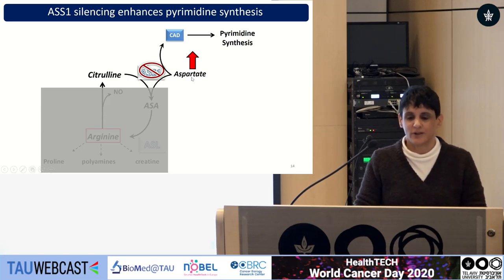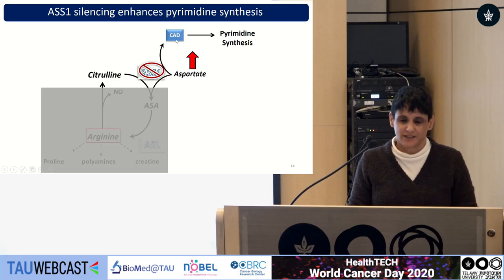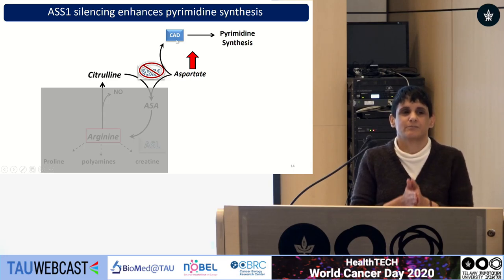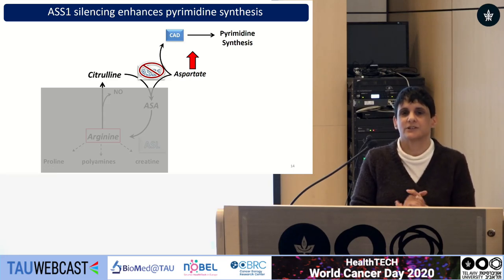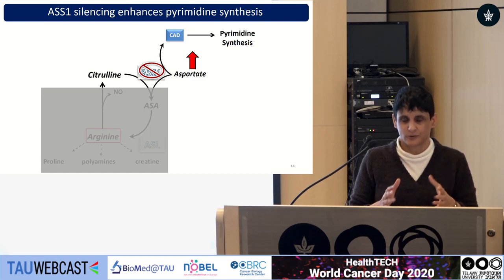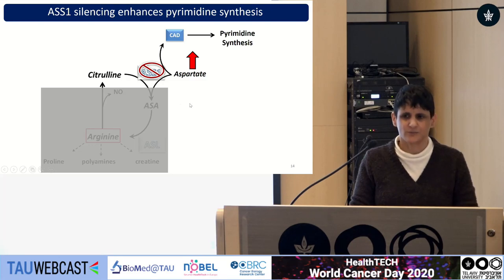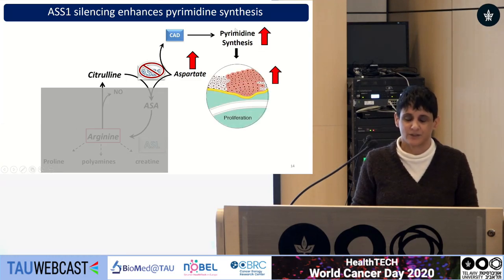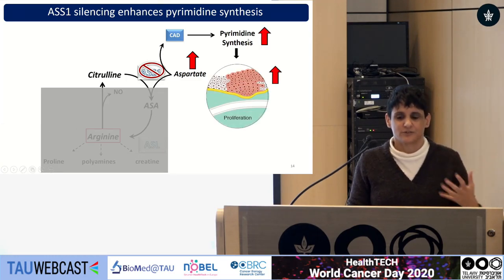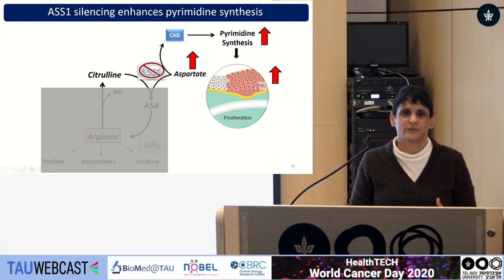And so our hypothesis was that this aspartate is used by a very important bottleneck enzyme called CAD, which is the first enzyme, crucial for pyrimidine synthesis. And so we thought the benefit that cancer gets from ASS1 silencing is elevation of aspartate that can improve the levels of pyrimidine synthesis for proliferation.